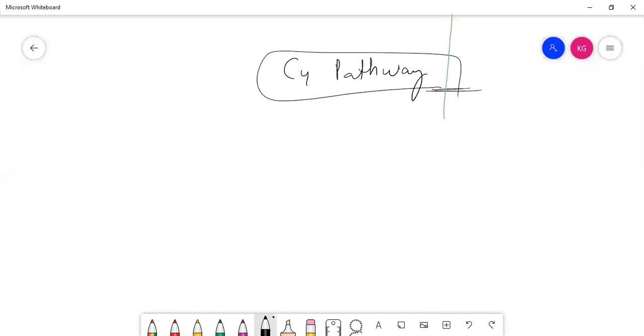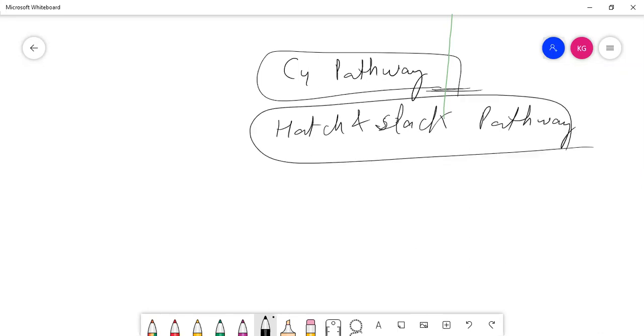Otherwise I can do the entire research on this. So I'll just tell you what is needed by you. Okay, so you have to remember that the C4 pathway is also called the Hatch and Slack pathway.